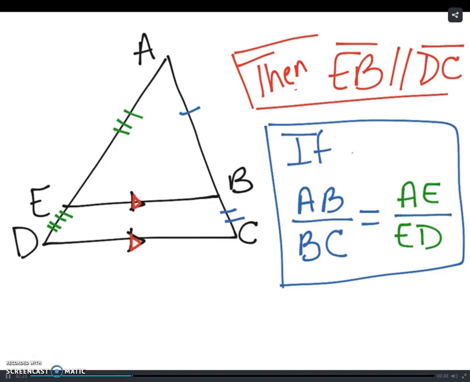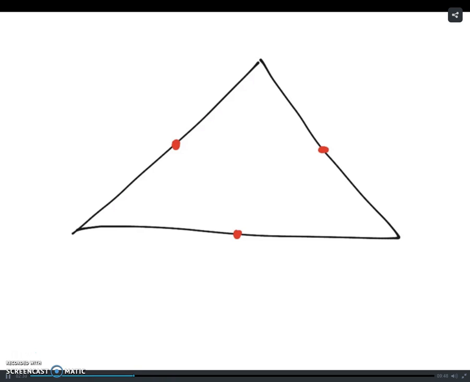Okay, so next we're going to talk about the mid-segment of a triangle. So here we have this triangle. We'll go ahead and call it ABC. And you'll notice that there is a red point marked at the midpoint of each side of the triangle. Okay? If we connect any two of those red points, we get what's called a mid-segment.